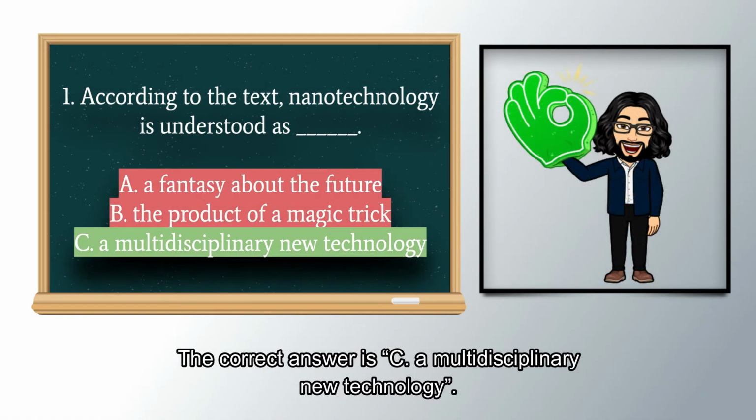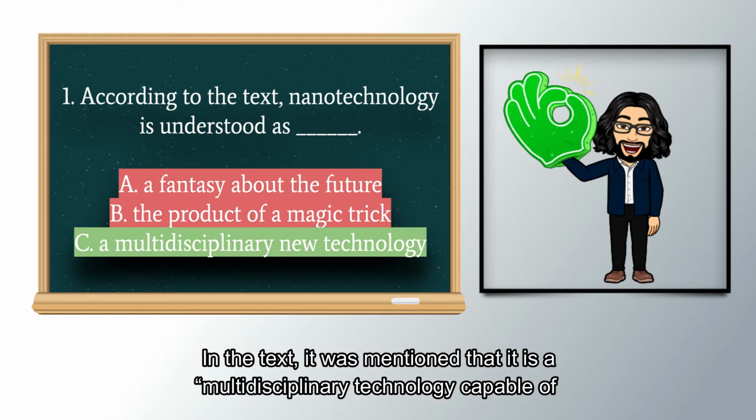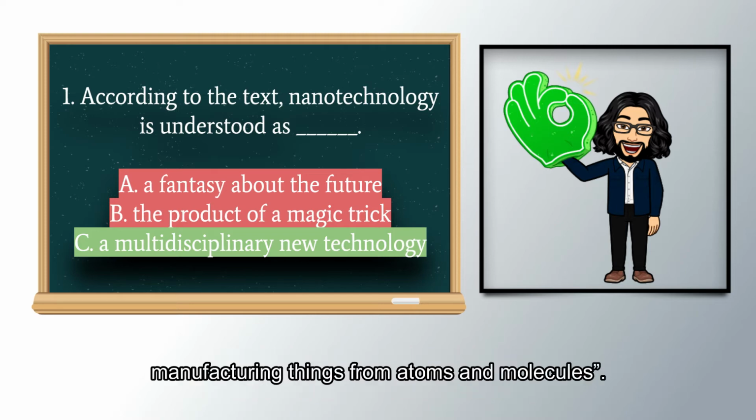The correct answer is C. A multidisciplinary new technology. In the text, it was mentioned that it is a multidisciplinary technology capable of manufacturing things from atoms and molecules.